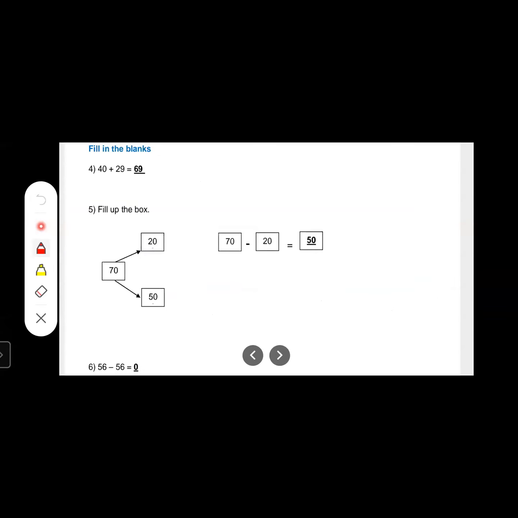Fill in the blanks. You all will listen carefully and give the answers in the chat box. Fill in the blanks. Fourth question. 40 plus 29 is equals to 69. Is it correct? Answer written here. Is it correct? You have to solve and see. Let us solve.